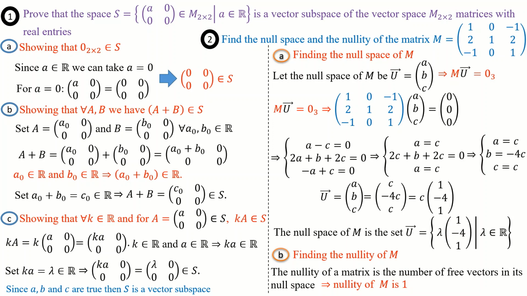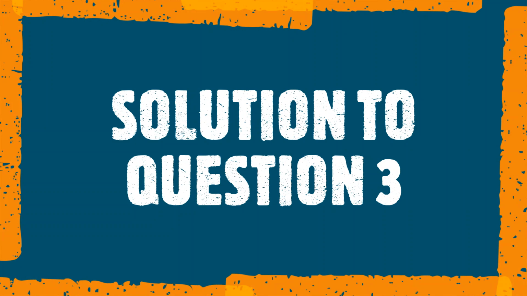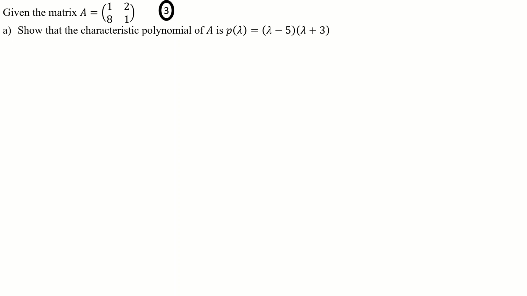Alright, so we proceed with question 3, still on matrices. Given a matrix A which is defined by that matrix with entries 1, 2, 8, 1. The first question is asking us to show that the characteristic polynomial of my matrix A is given by P of lambda equal to lambda minus 5 times lambda plus 3, and the second is asking us to find the eigenvalues and their corresponding eigenvectors.